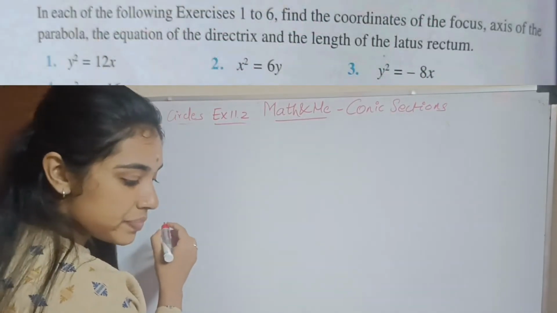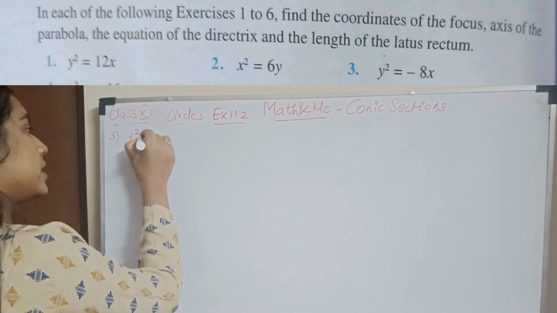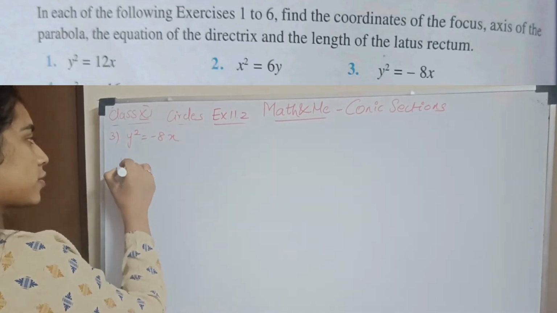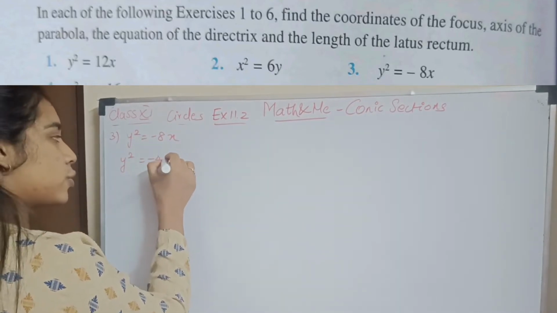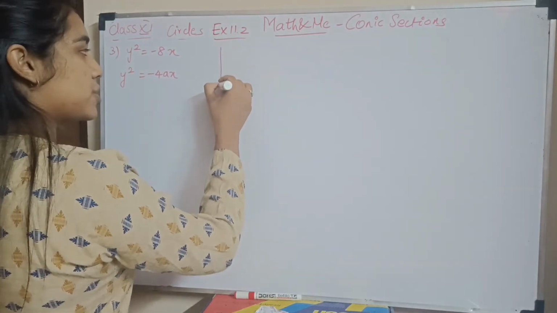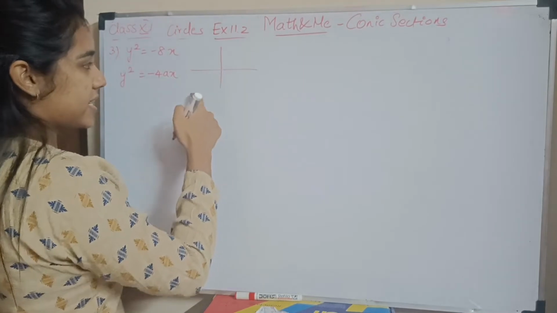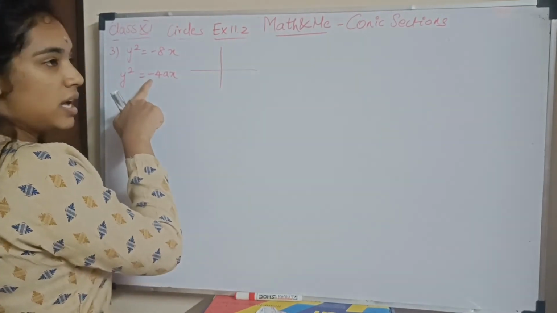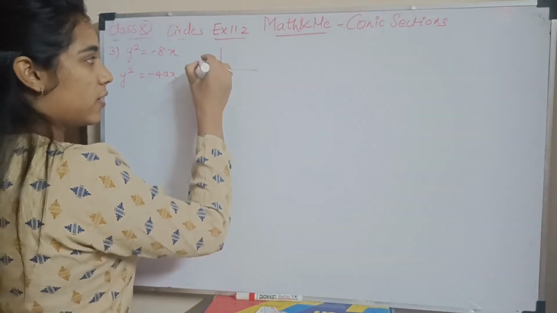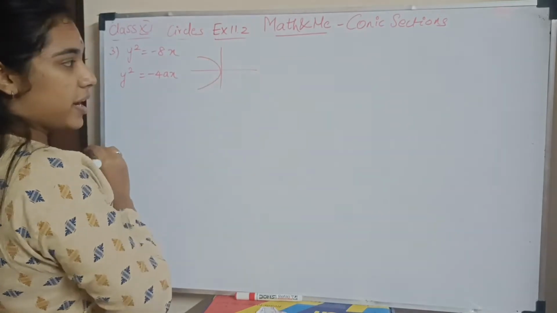Question number 3. Y square equals minus 8x. So this is of the form y square equals minus 4ax. So how does your equation look like? Y square. Okay. So it is symmetric about the x-axis. So in the side you have a minus. So it is to the left of the y-axis. So your parabola is like this.